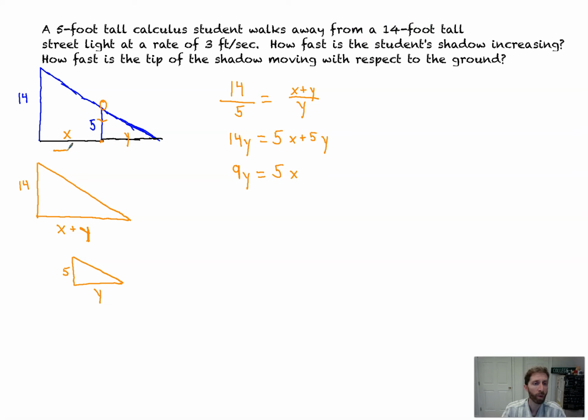Okay, so what we've got is that the walking rate would be dx/dt is equal to 3 feet per second. That's how fast this is changing, how fast the shadow is changing, how fast it's expanding out from the person. Well, that's different. That would be dy/dt. So that means we're solving for dy/dt, so I'm going to divide by 9 on both sides. y equals 5/9 x. So now we've got our function.